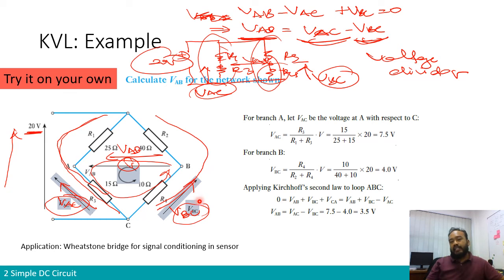The configuration of the network might seem a bit complex, but in order to write KVL, just identify the loops where you could write your KVL. And then of course, if you cannot manage to find the voltages, try to use everything that we have learned. One of them is voltage divider.